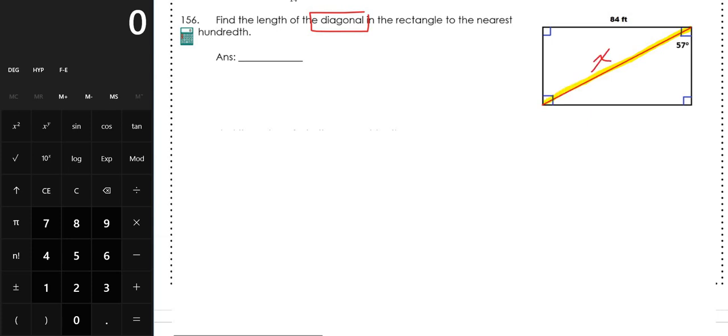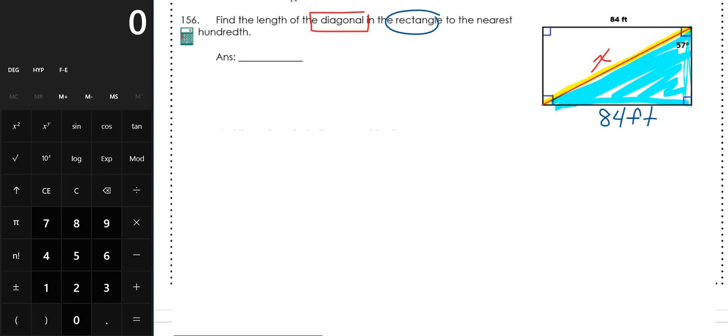What we have is a rectangle. Now, rectangle properties are that all your angles are right angles in the corner and the opposite sides are congruent. So this 84 feet up top is going to become the 84 feet at the bottom as well. Now, let's take a look at just one of these triangles that is formed. So if I take a look at just, let's say, this bottom one, for example, you'll notice that that is a right triangle.